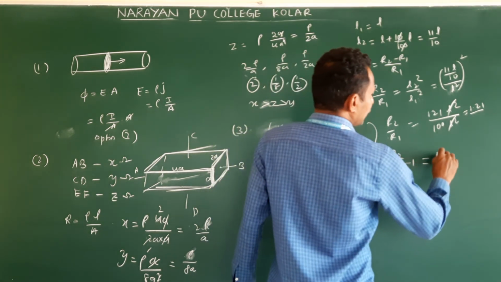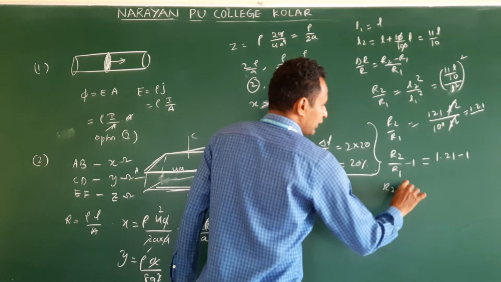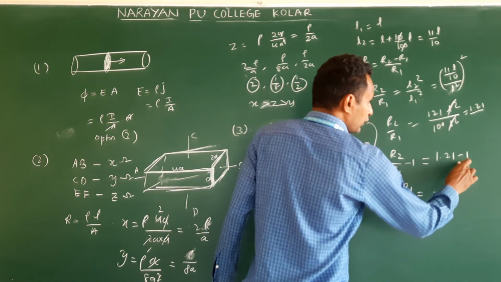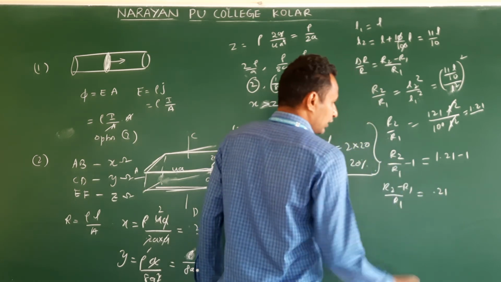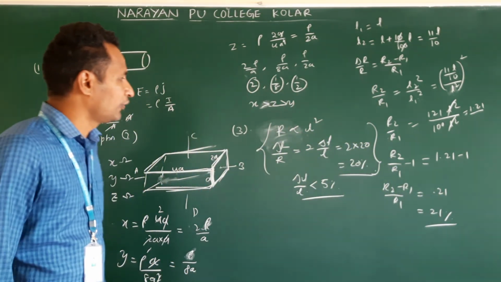If you do, then this I can write. Am I correct or not? Then this is R2 minus R1 by R1 is equal to, what do you get? 0.21. Then how do you write this percentage? 21%.